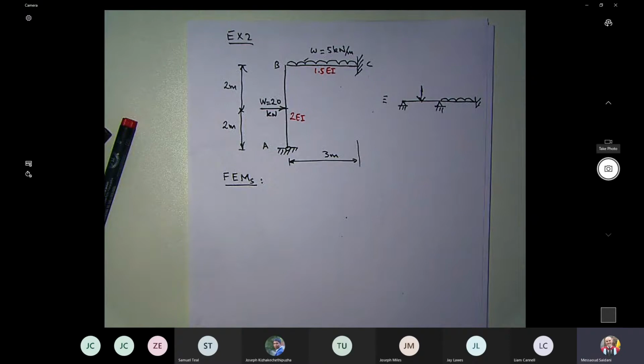So AB, we have got this. When you split it up, you've got AB, okay? And this is the fixed moment for AB. Is that okay? So what's the fixed moment at A? 0. Yeah. So FEM AB is 0. FEM BA? Look at the table. Minus 3WL over 16.